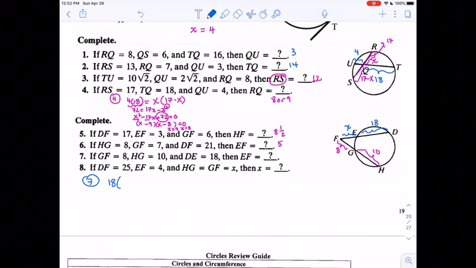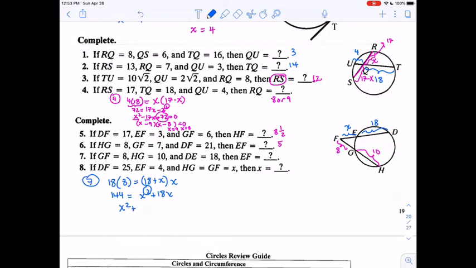So 18 times the part on the outside, so that would be 8. And then on the blue, we have the entire FD is equal to 18 plus x times the external, which is x. So we see immediately that we have something very similar to what we had in the problem above there. 18 times 8, when I multiply it out, is 144, which is a constant. Then we have x squared plus 18x. So when we have something squared, we're going to isolate and make sure everything's to one side. So x squared plus 18x minus 144 is equal to 0.